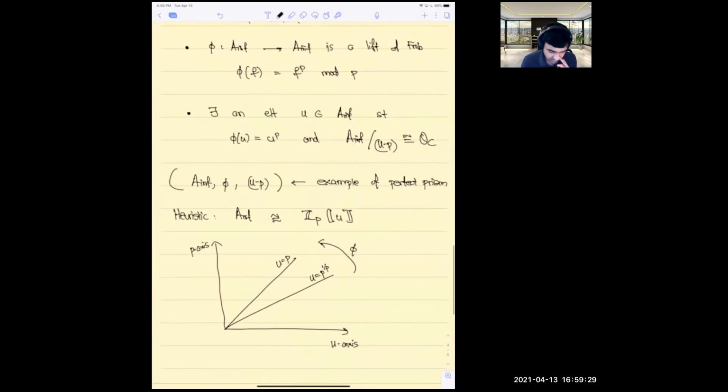Five. And so what I'm going to do is now explain what prismatic cohomology looks like in terms of this picture. A-inf is going to be the prismatic cohomology of a point. And so the prismatic cohomology of a general object is going to be a module over A-inf. And so we're going to be able to think of it in terms of this picture. It's going to have various values over regions in this picture.